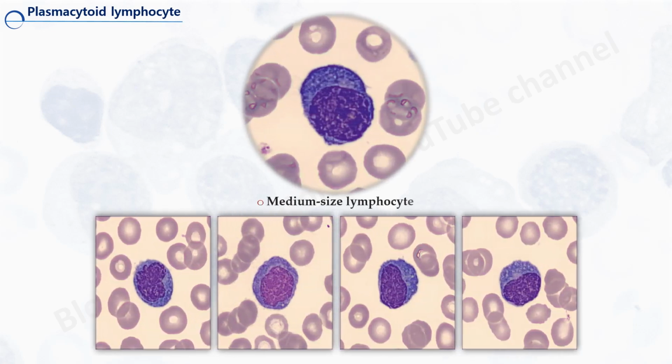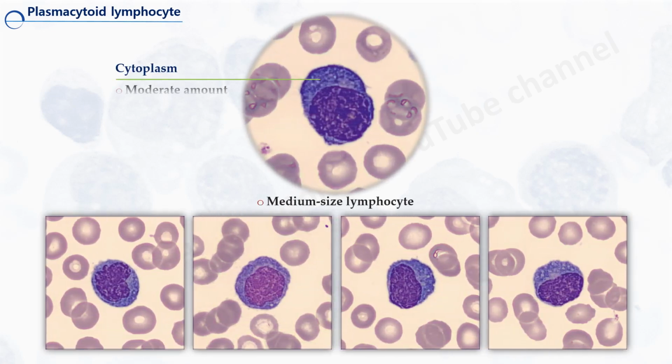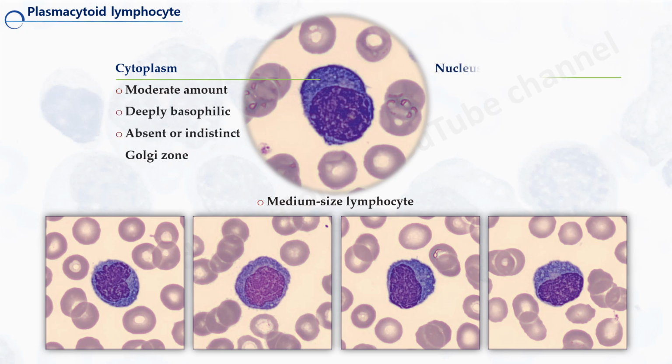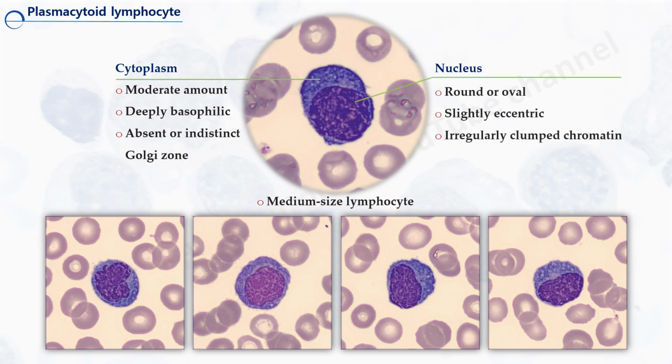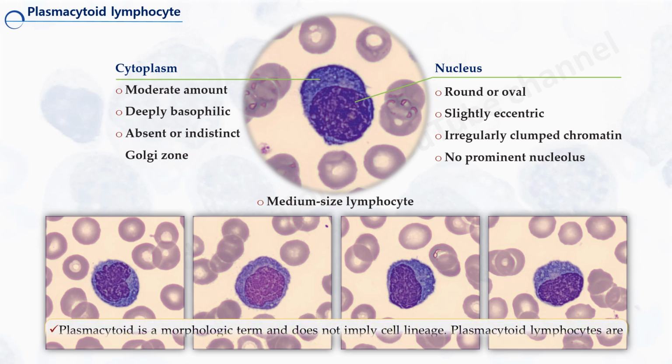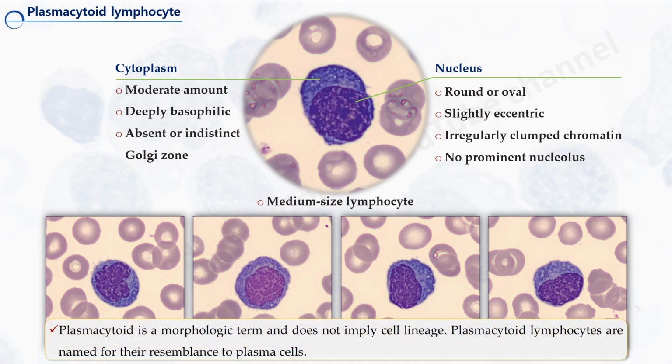Plasmacytoid lymphocyte is a medium-sized lymphocyte with moderate amount of cytoplasm and deeply basophilic. The pale Golgi zone is absent or indistinct. The nucleus is round to oval and slightly eccentric with irregularly clumped chromatin, and no prominent nucleolus. Plasmacytoid is a morphologic term and does not imply cell lineage. Plasmacytoid lymphocytes are named for their resemblance to plasma cells.